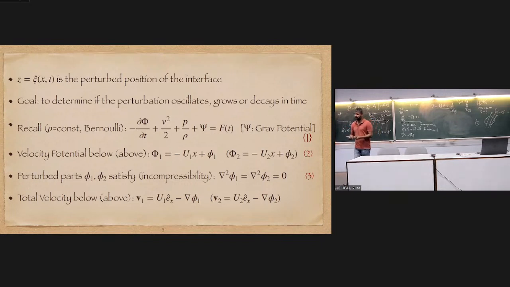So now you perturb it, you can mark the interface and measure the height of the interface with respect to the 0 level. The goal should be to relate these phi 1 and phi 2 with this interface. Z equal to xi of x, t is the perturbed position of the interface. If you can relate these two, you get some differential equation and solve. Okay, so it is actually as simple as that. How will you go?